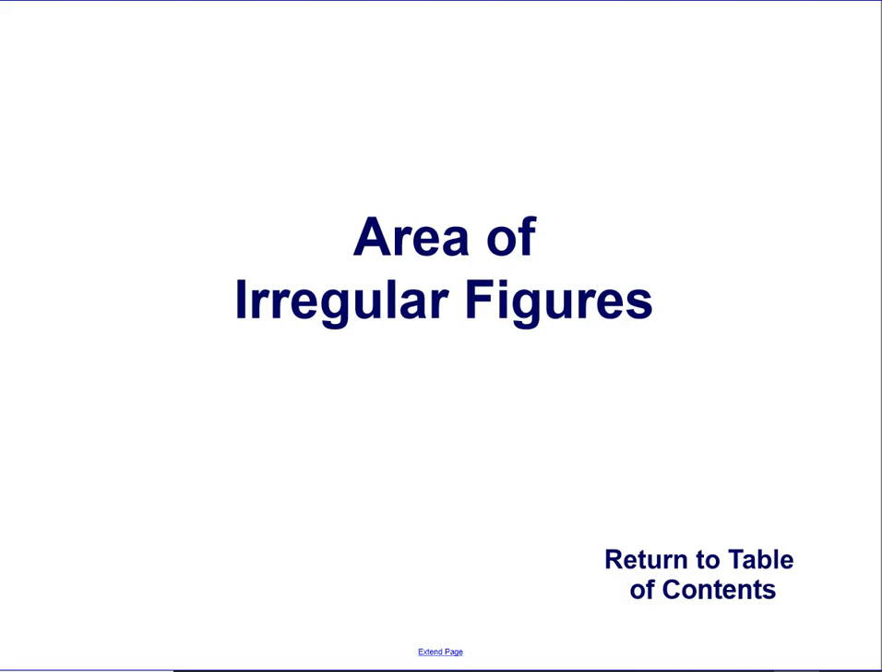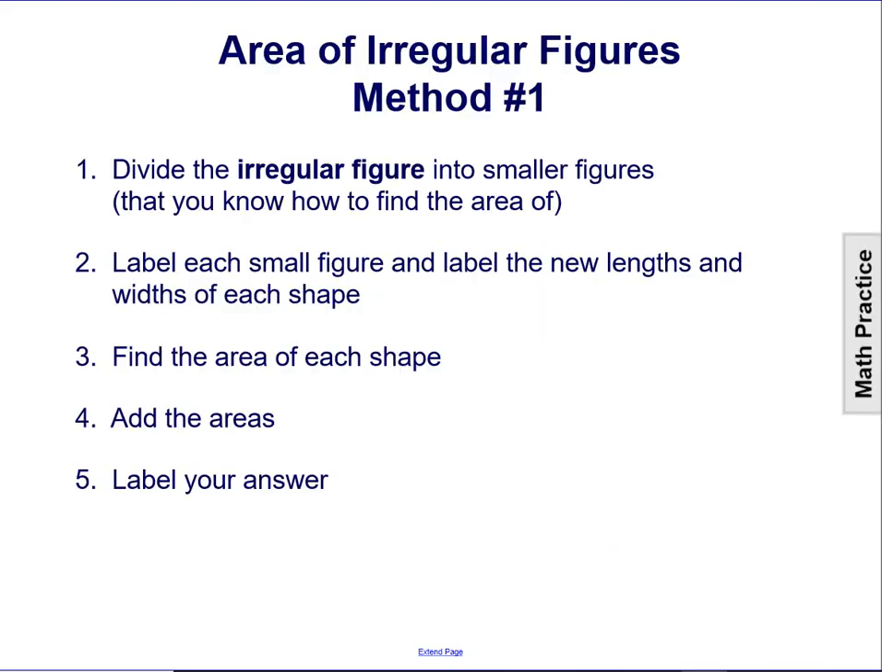Area of irregular figures. Method number 1. Step 1. Divide the irregular figure into smaller figures that you know how to find the area of. Step 2. Label each small figure and label the new lengths and widths of each shape.